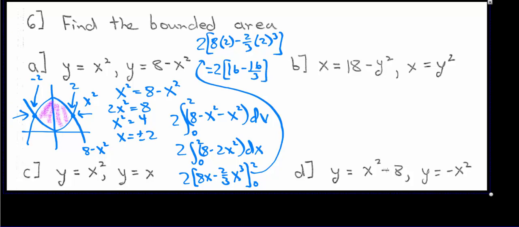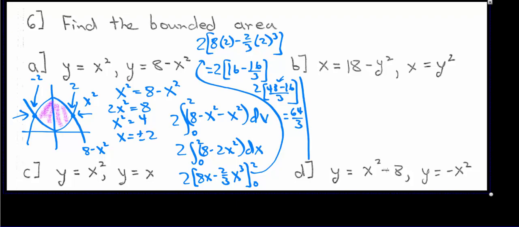And I guess 3 times 16 is 48. So I've got 2 times 48 minus 16/3. And thinking about it, it's going to be 64/3 maybe, because in here, 48 minus 16 is 32. So 32/3. Yeah, I think that's it. We got that.